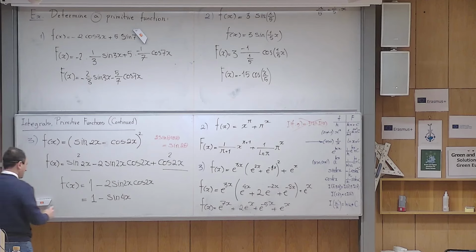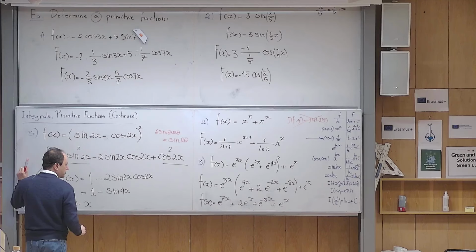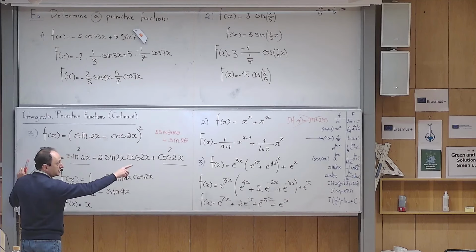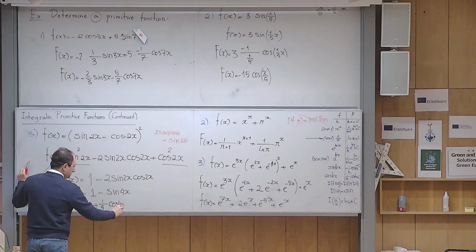So the primitive function is what? A primitive function for 1 is x. A primitive function for sine is negative 1 over 4. That negative will cancel this negative, so it becomes plus. K is 4 in this problem, and sine becomes cosine. So I hope that you could get this answer right.